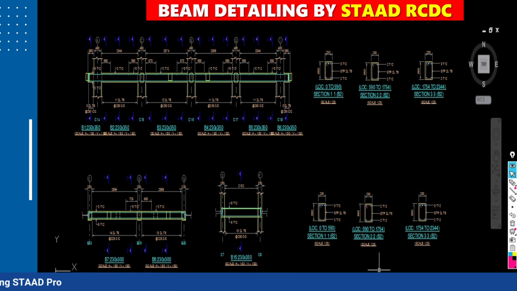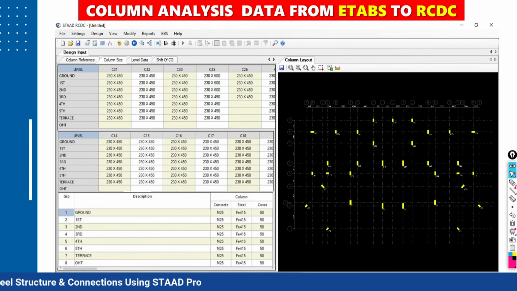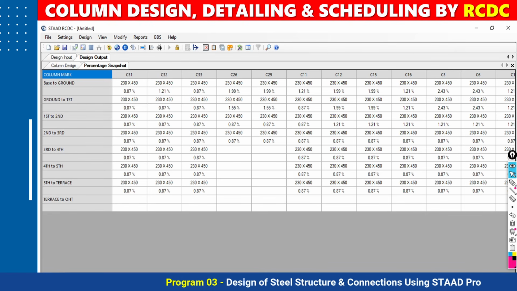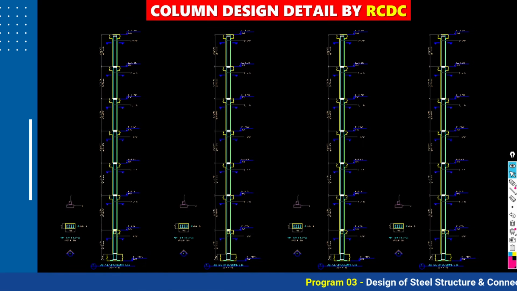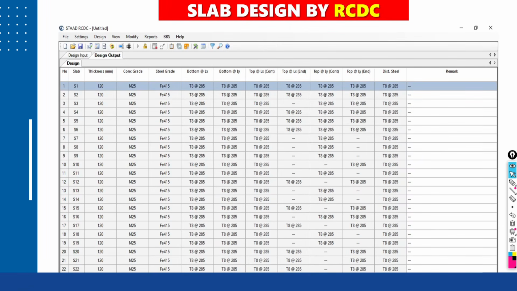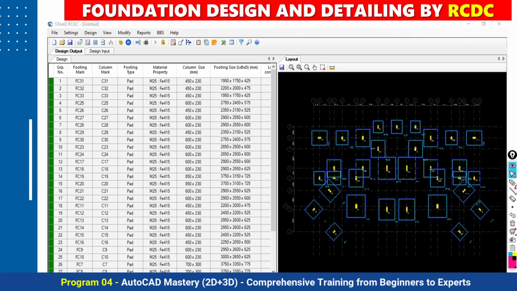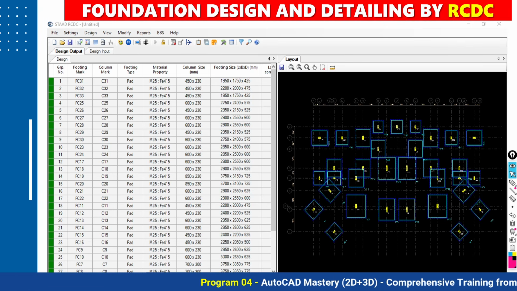Not possible. So we have to take the help of this software, and this software is capable of preparing your schedule. This software is capable of preparing your detailing for the column, for the beam, for the slab, for the shear wall, for the foundation, for all the different structural elements. And it is very interesting to discuss the RCDC software that we are going to cover in our training program. After the training, you will become a master of this RCDC software. Definitely you will become a master, if you are giving the time and taking the effort, you will become a master in how to deal with this RCDC software.